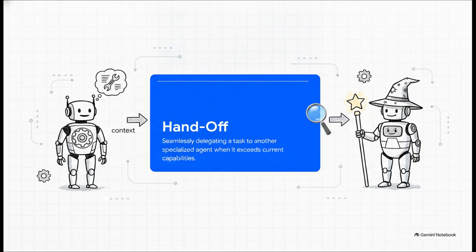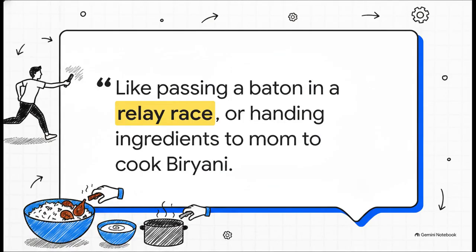A handoff is the seamless transfer of a task from one specialized agent to another. If an agent gets a prompt that's outside of its specific persona or capability, rather than failing or hallucinating some nonsense, it just packages up the entire context of the conversation and hands it straight over to an agent that actually specializes in that exact task. And this brilliantly illustrates the concept.